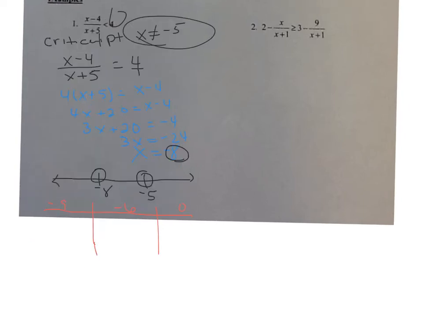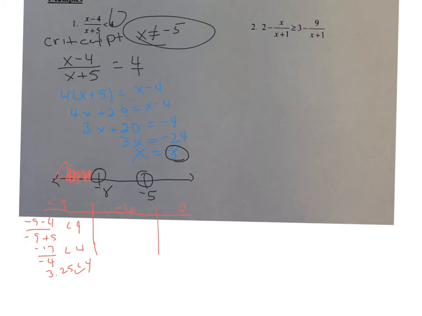Okay, so let's start with -9. I have (-9 minus 4) over (-9 plus 5), and I want to know, is that less than 4? So -9 minus 4 is -13, over -9 plus 5, which is -4. Is that less than 4? You can plug this into your calculator. -13 divided by -4 is 3.25. Is that less than 4? That is true, so that means we shade to the left.